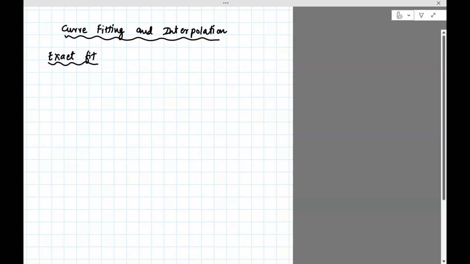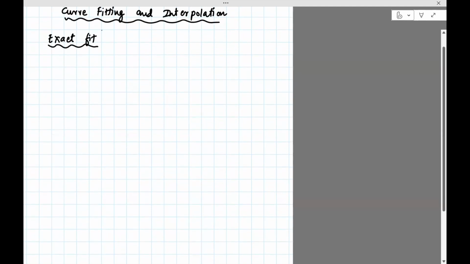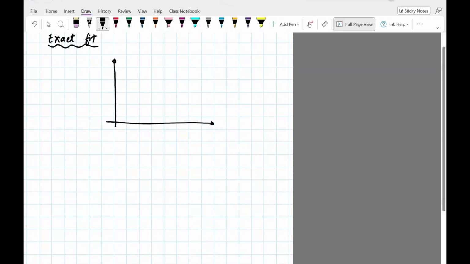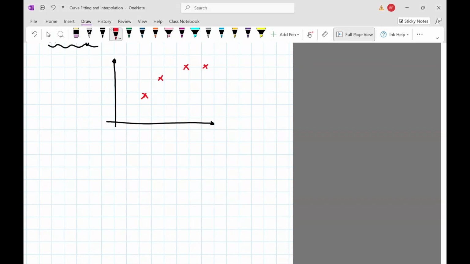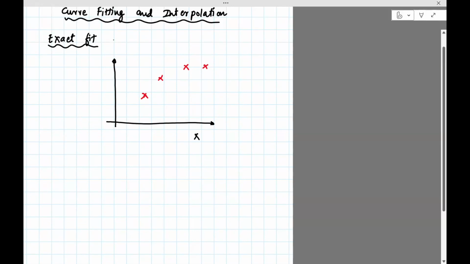Okay, so this is a new chapter on curve fitting and interpolation. There are two types of things we're interested in here. One is, let's say that we are given some data points like this. This could come from an experiment, and your goal is to try to fit a curve through these points.